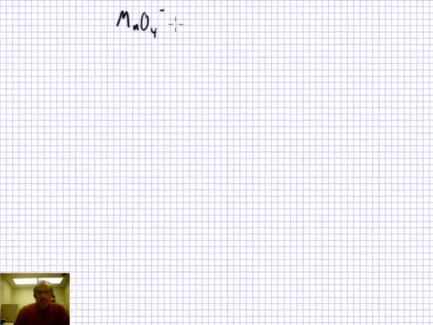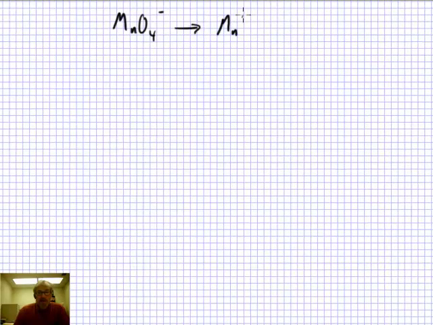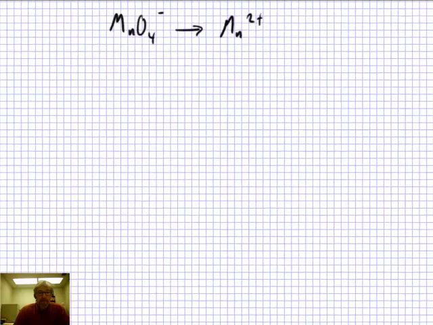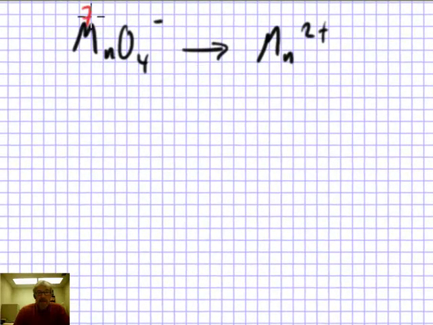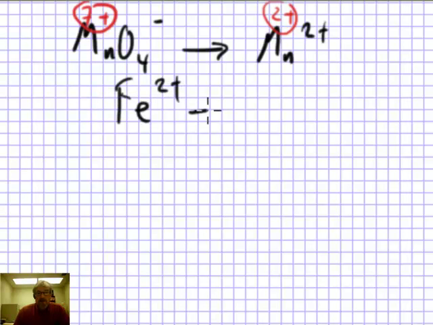MnO4 minus is going to Mn2 plus. That's got to be one of the half reactions. And in fact, this is a reduction, because if I assign oxidation numbers here, I see that the manganese is 7 plus when it's in permanganate, but it's only 2 plus here. So that's one of my half reactions. The other half reaction is Fe2 plus going to Fe3 plus, and that's obviously an oxidation.